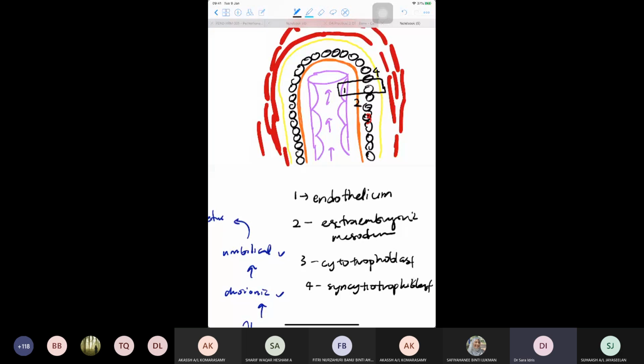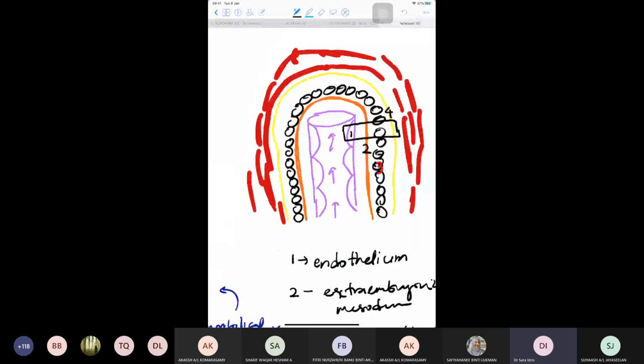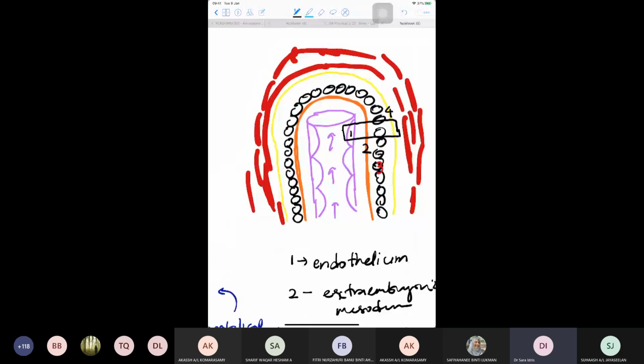syncytiotrophoblasts. Okay, so if I were to ask you what makes up the layers of the placenta barrier, then you can answer that there will be four layers to the placenta barrier. It's made up of endothelium, extra-embryonic mesoderm, cytotrophoblast, and syncytiotrophoblasts. These are the four layers that ensure the blood from the fetus does not mix with the blood from the mother. So this is all a very good system to ensure that everything is kept in its place and you don't have any intermixing of blood.